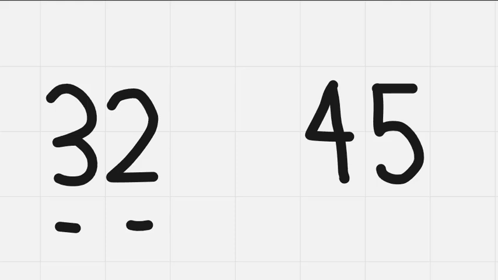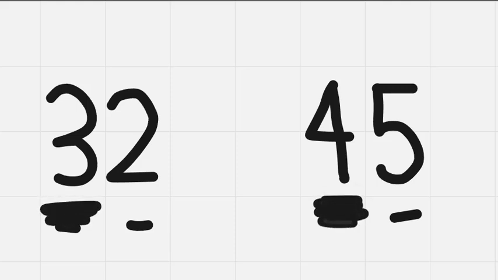We have 32 and 45. We look at the first digit. The first digit here is 3. The first digit here is 4. 4 is greater than 3. So we have 32 is less than 45.